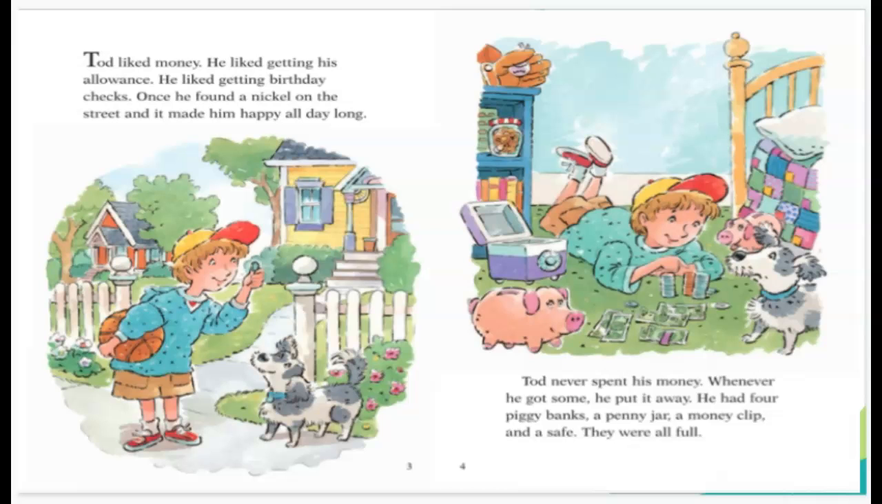Todd liked money. He liked getting his allowance. He liked getting birthday checks. Once, he found a nickel on the street, and it made him happy all day long. Todd never spent his money. Whenever he got some, he put it away. He had 4 piggy banks, a penny jar, a money clip, and a safe. They were all full.